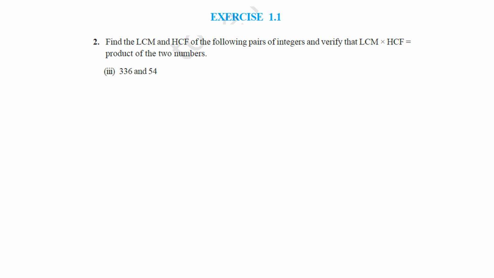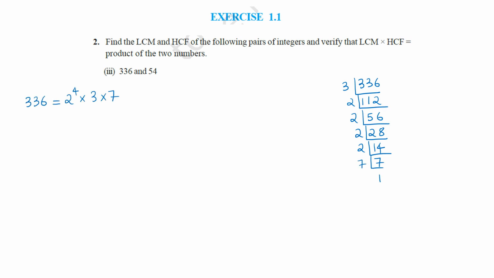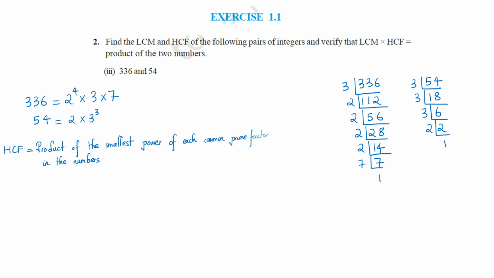Another question, 336 and 54, let's start prime factorizing. 3 times, 2 times, 2 times, 2 times, 2 times, and 7. Okay. So 54 is 3 times 18, 3 times 6, 3 times 2, 2 times 1. So 54 is 2 times 3 cubed.